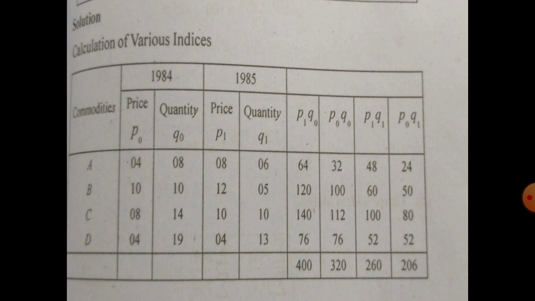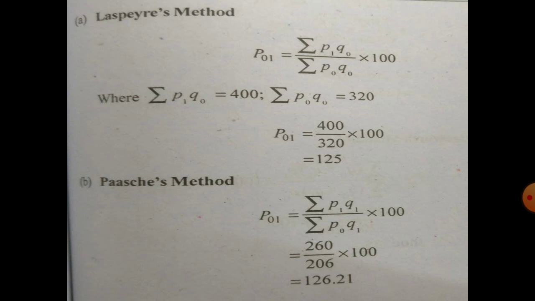So the totals also you have to calculate. The summation of P1 Q0 is 400, summation of P0 Q0 is 320, summation of P1 Q1 is 260, summation of P0 Q1 is 206. So first we have to come to Laspeyres method.